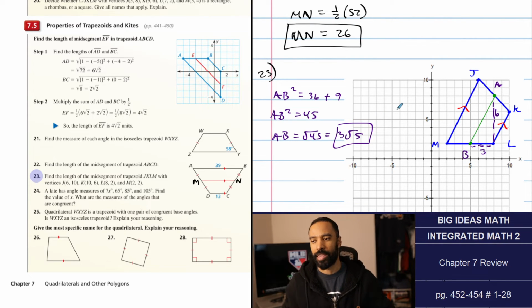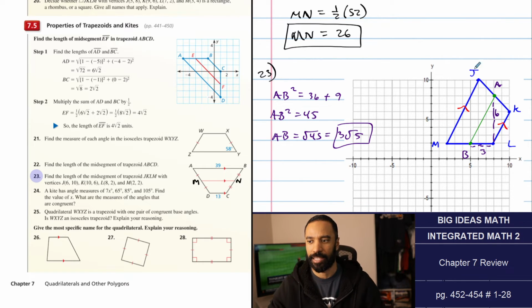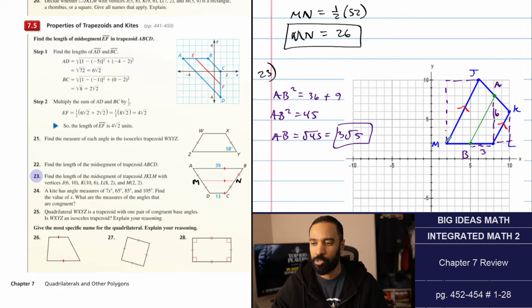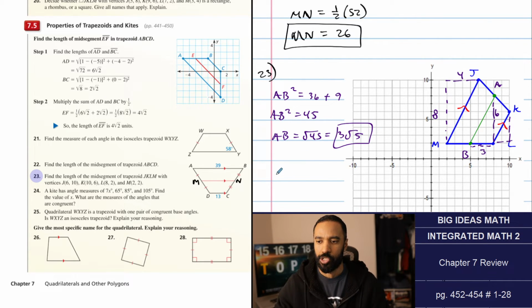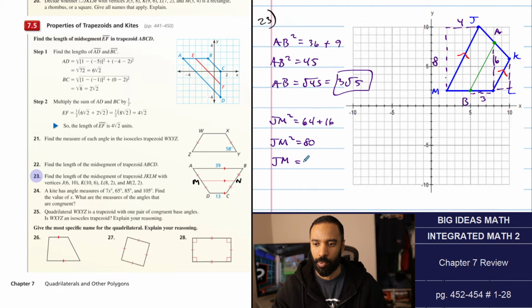That's one option. The way that they kind of do it more so is they work off of the lengths of JM and KL. So you could also find these lengths and average them. Might take longer, but it depends on how long it takes you to find midpoints. So from J to M, or M to J, that's up 8 and over 4. So JM squared is 8 squared plus 4 squared. So JM is the square root of 80, which is 4 root 5.